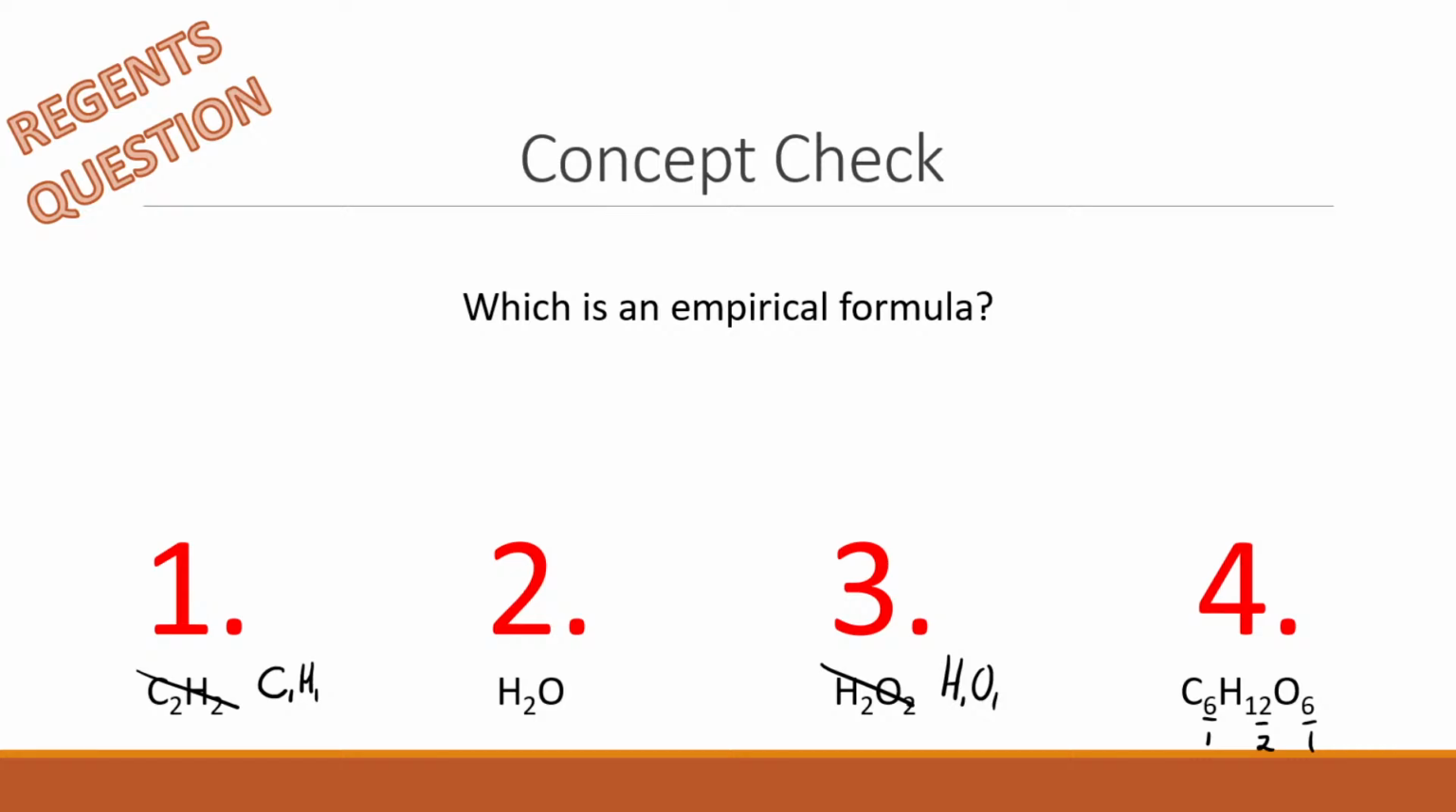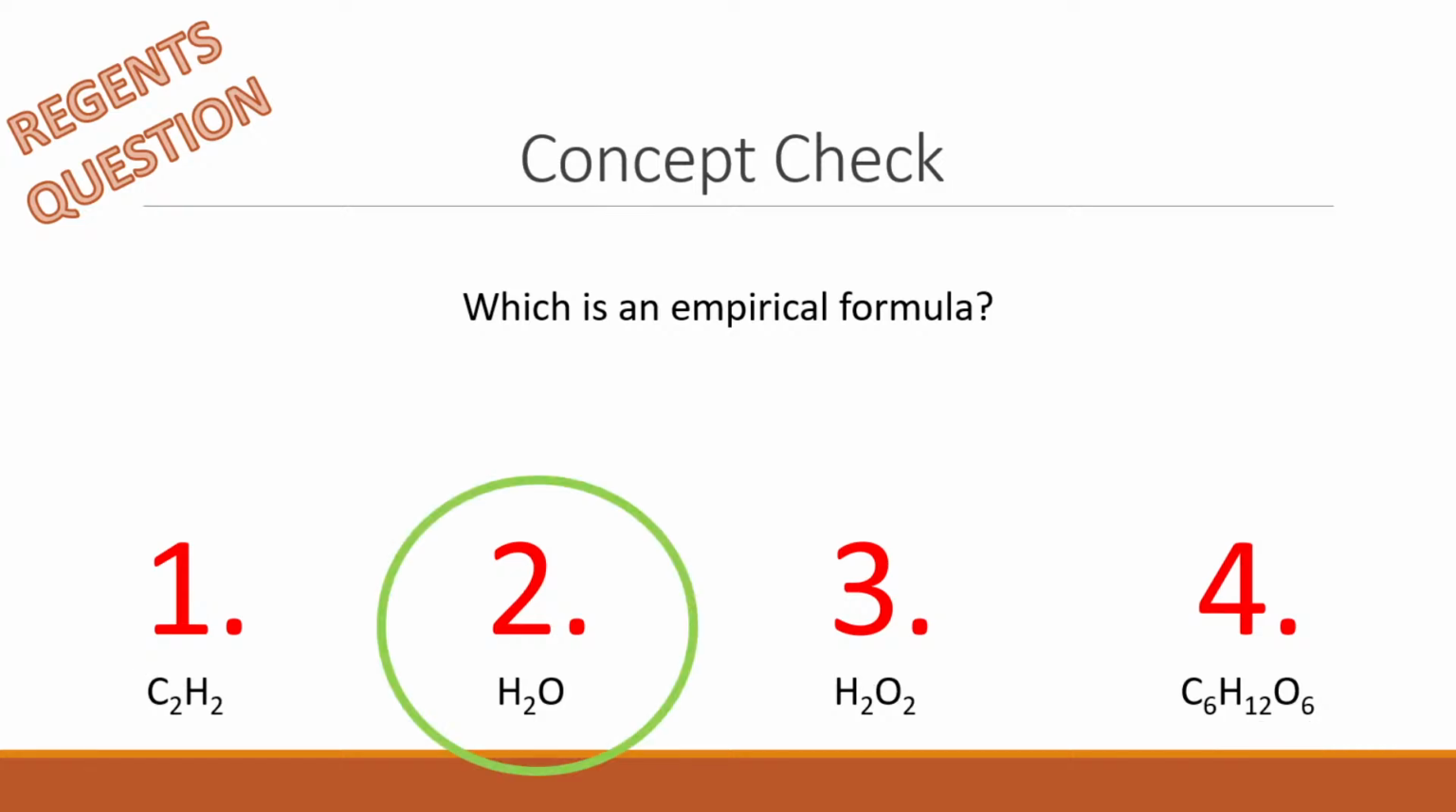Which means the only one of these things that is in its simplest form, the only one of these that cannot be simplified any further, is choice 2. All 4 of these are molecular formulas. All 4 of these show exactly what is in a molecule. But the only one of them that is also an empirical formula, the only one of them that is in simplest form, is choice 2.